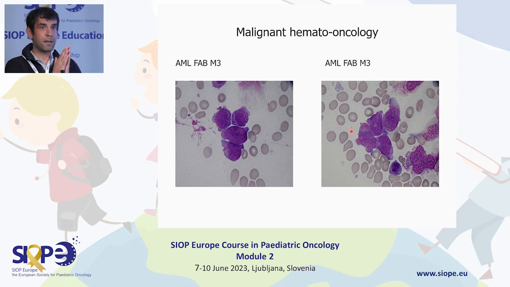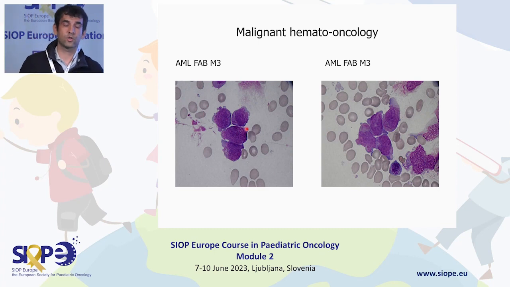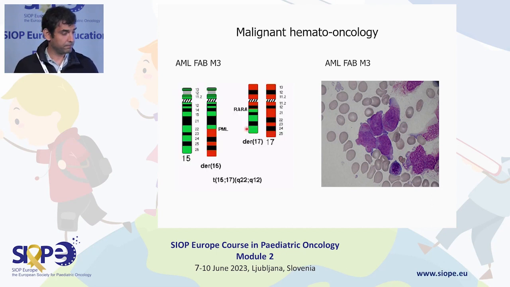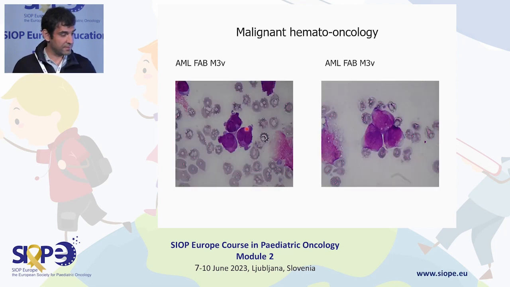And for the classic M3, the diagnosis is not so difficult, because very typically you see this increased number of Auer rods in the cytoplasm, and you also see these cytoplasmic pseudopodia, and what is also typical is that the Auer rods and granules obscure the nucleus. So the classic M3 is not so difficult to diagnose, but it must be diagnosed, because you have to start immediately with treatment. And you know, it is defined by the translocation 15;17.